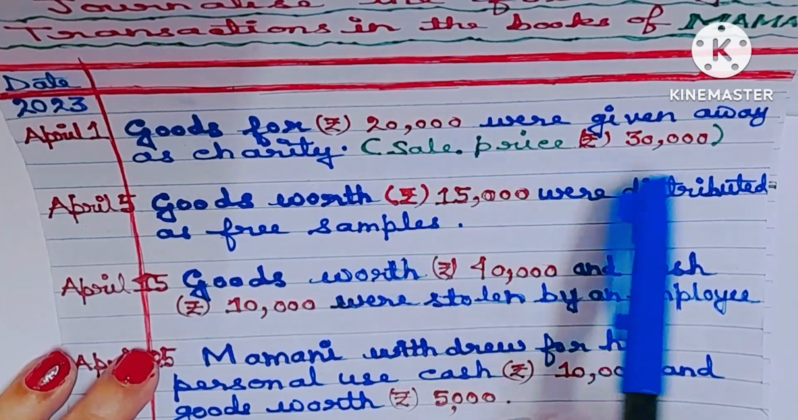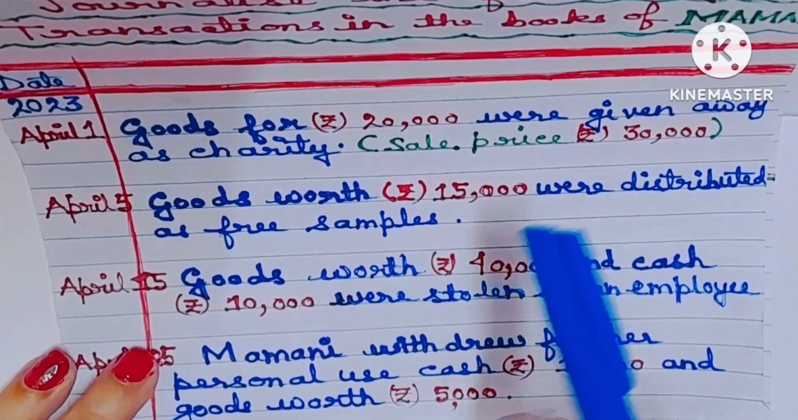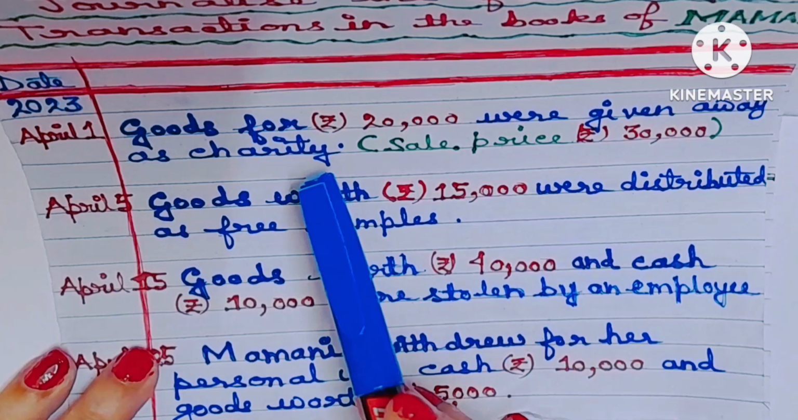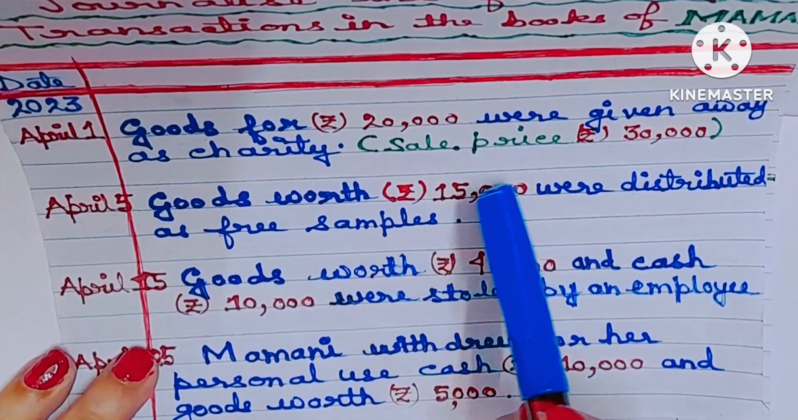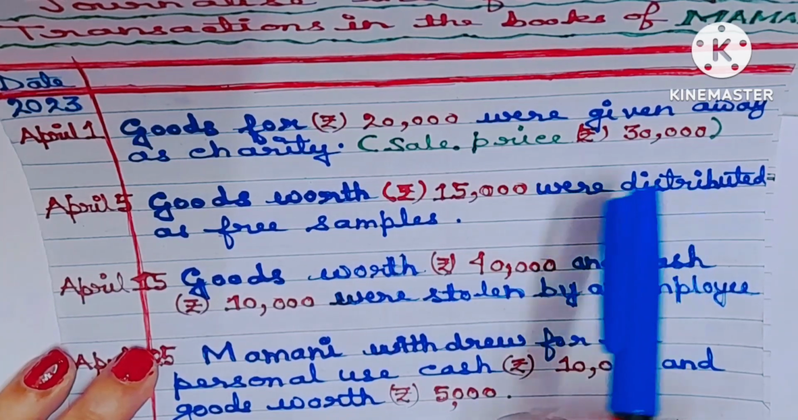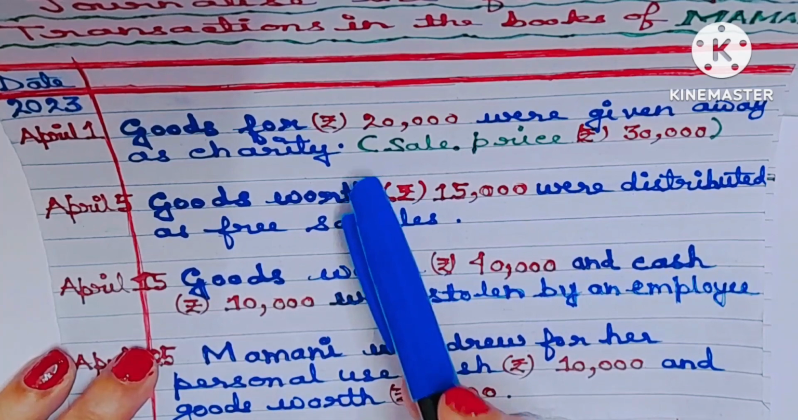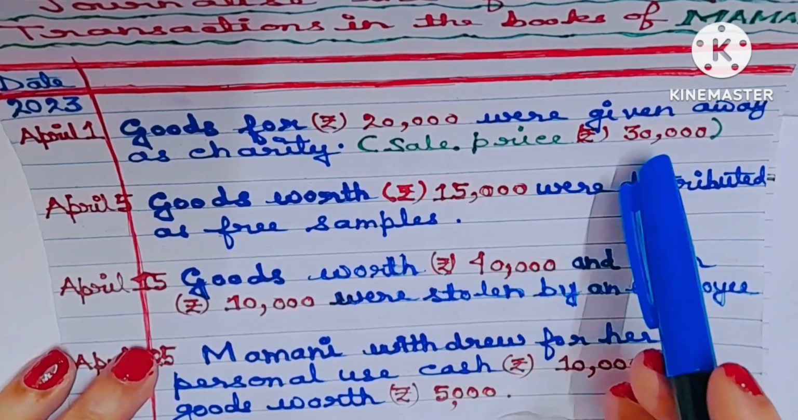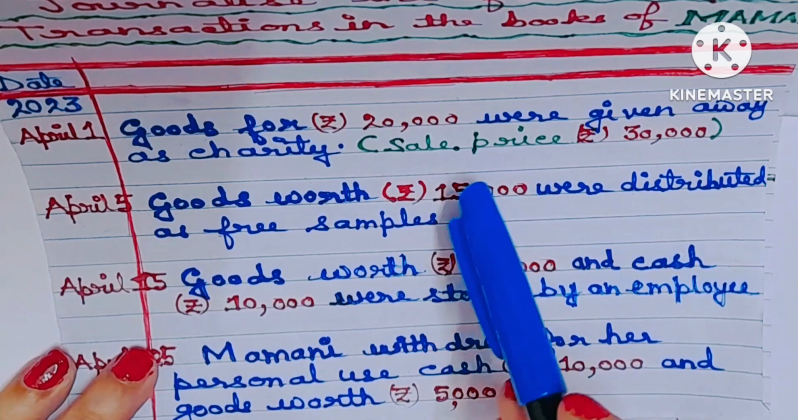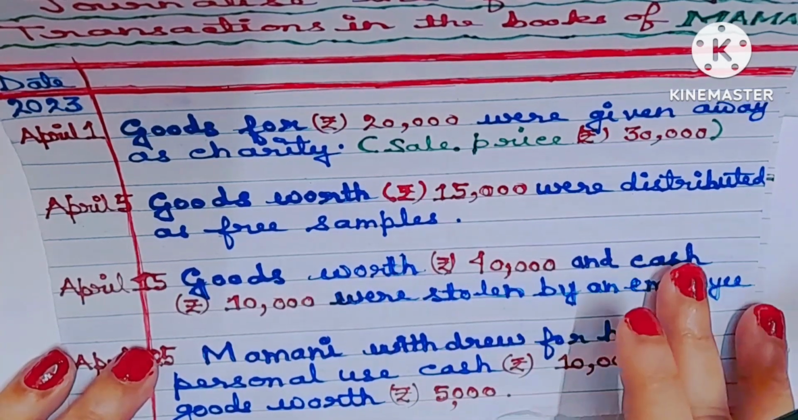Understood? Not 30,000 because the sale has not taken place. And please remember, we should consider goods at cost price and not sale price because the sale has not taken place. Understood? Mamuni gave away the goods as charity at cost price because the sale has not taken place. So how can you write the sale price? Understood? Now let's analyze purchases account.